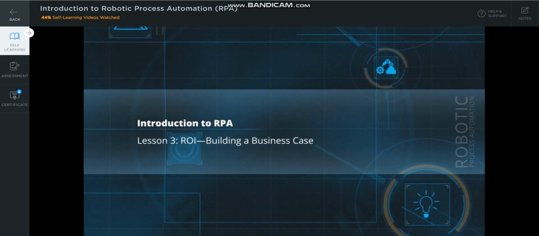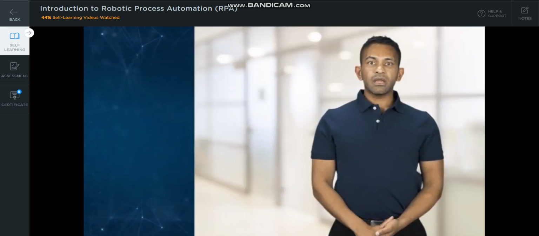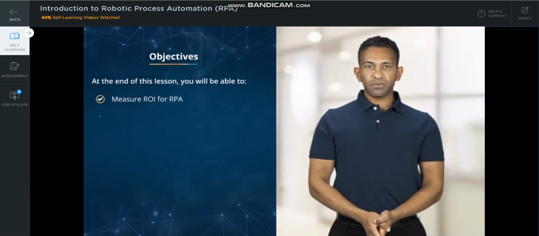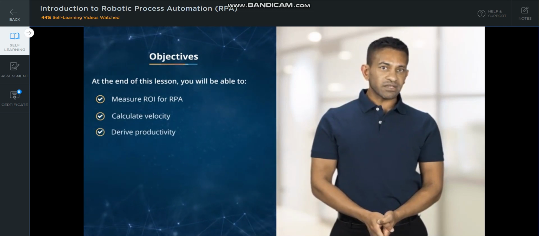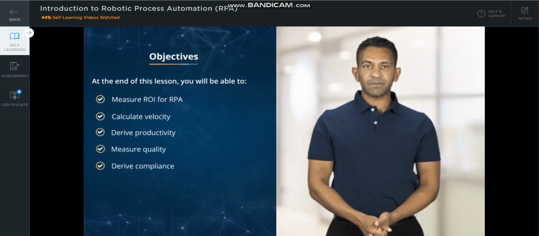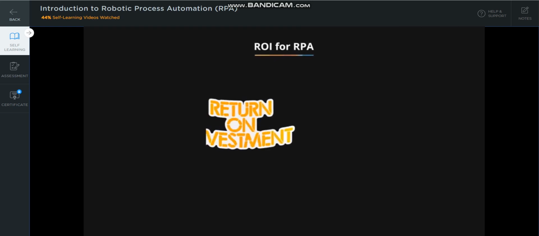Lesson 3, ROI, Building a Business Case. Learning objectives. 1. ROI for RPA. 2. Velocity. 3. Productivity. 4. Quality. 5. Compliance. What is ROI?